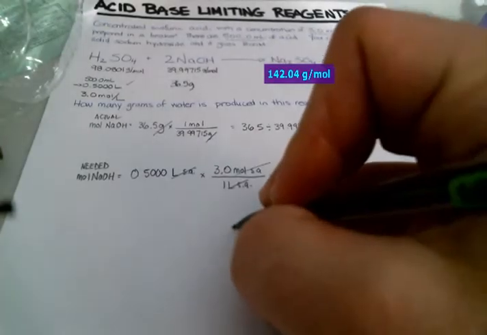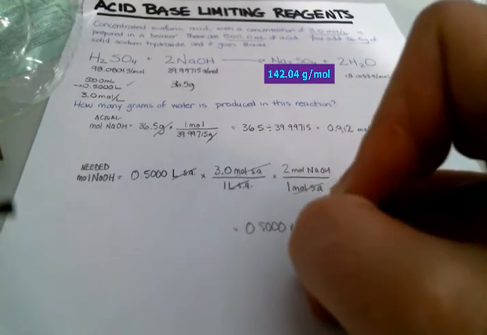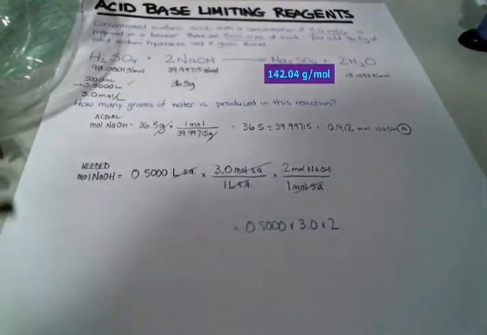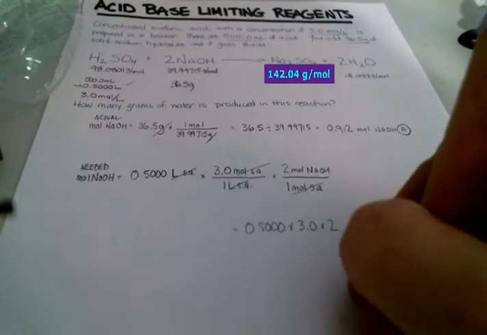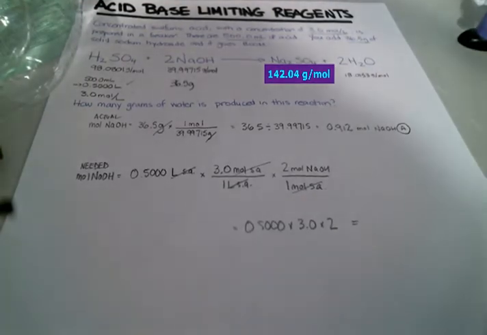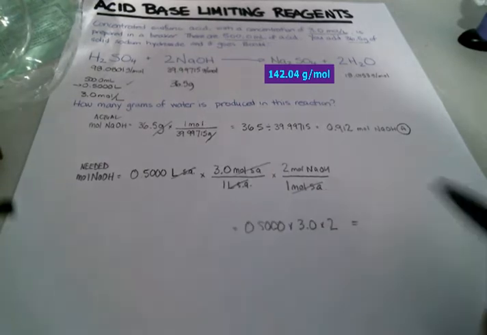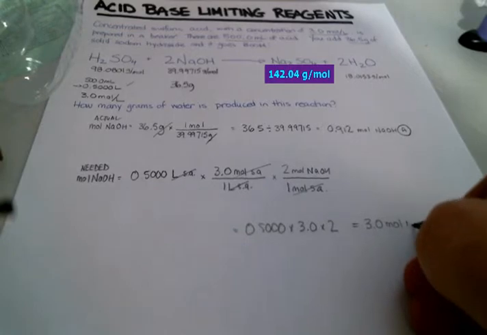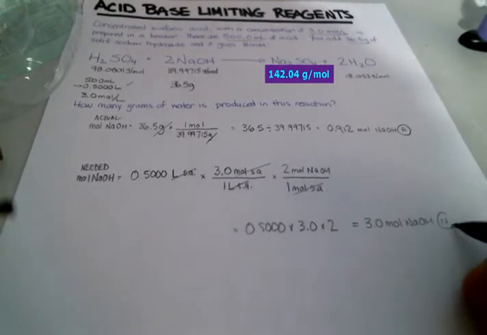All right, so let's put our numbers into the equation here. So 0.5 thousand times 3.0 times 2. Well, that's pretty straightforward, isn't it? All right, because that's just 0.5 thousand times 3, which is 1.5, and then times 2 is 3.0. And this is my needed amount.